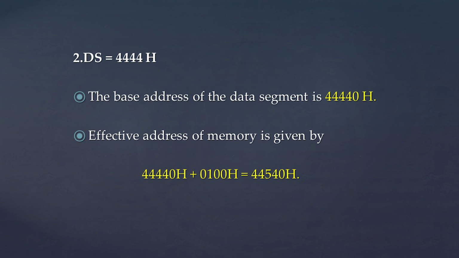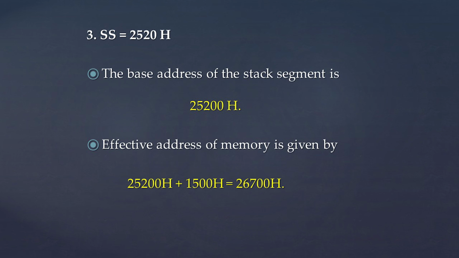Similarly, if I take DS, it has the address 4444H. Now I have to append 0 to it and then add it with the offset. The offset is available in DI. So 0100, if I add it, I will get the answer, that is the effective address. Similarly, if I take SS, the stack segment register, its value is 2520. I should append 0 to it and then add it with the offset.